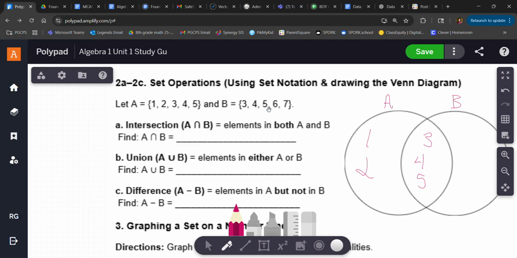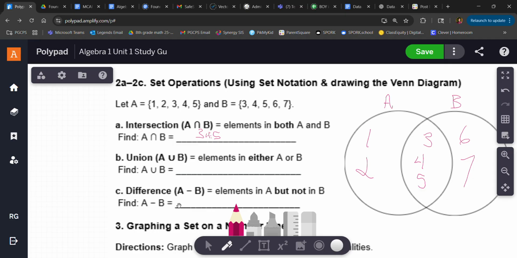Right, so A has 1, 2, 3, 4, and 5, with 3, 4, and 5 being the intersection. B has 3, 4, 5, 6, and 7. All right, so the answers for intersection will be 3, 4, and 5 right here. Union is just a combination of all the possibilities of A and all the possibilities of B, for data, for these numbers, without repeating. So union will be 1, 2, 3, 4, 5, 6, and 7. All of those answers will go here as a union of sets A and B.